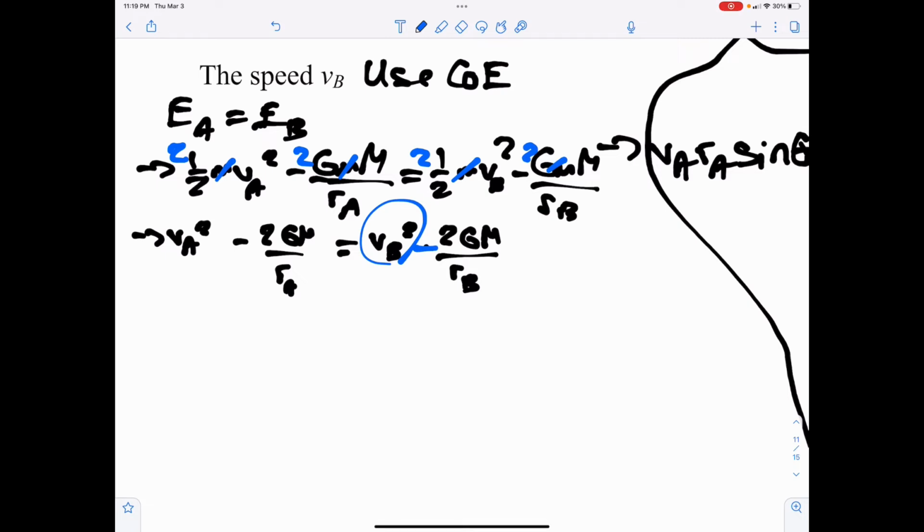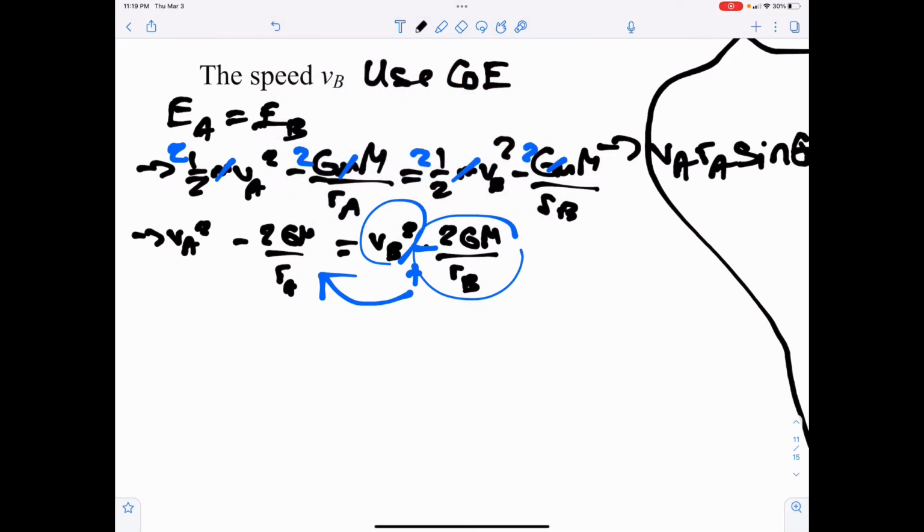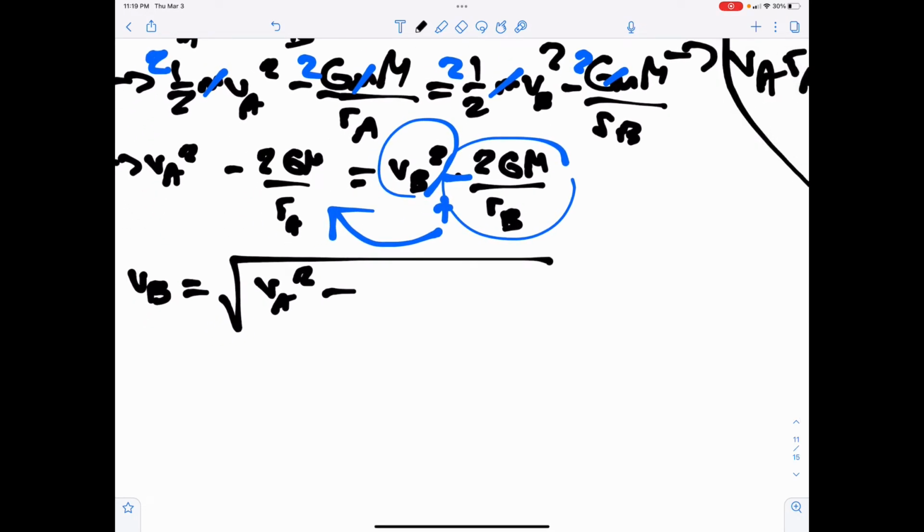So the way I see doing that is take this term here, add it over there, and start plugging in your numbers. And then you can square root at the very end. So VB will actually be the square root of VA squared minus, and we can factor out a lot of stuff here. 2GM is common to both terms. So I could factor out a 2 big G big M, and then what's left over is 1 over RA minus 1 over RB. It'll just make it easier to plug in.